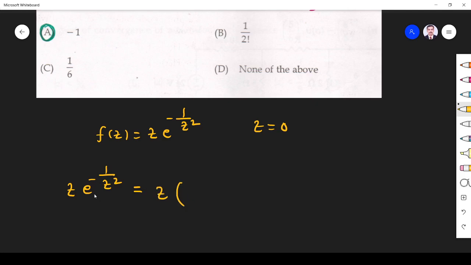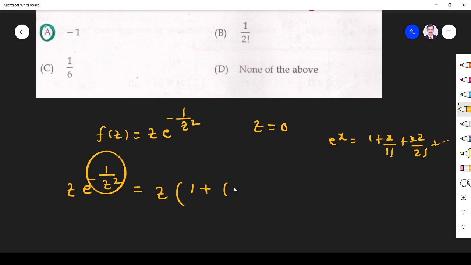Z into e power minus x format, e power minus 1 by z squared. So I consider minus 1 by z squared as x, right? So what is the formula expansion for e power x? 1 plus x by 1 factorial plus x squared by 2 factorial, like that it will go. So z I keep it outside. e power minus 1 by z square, right?